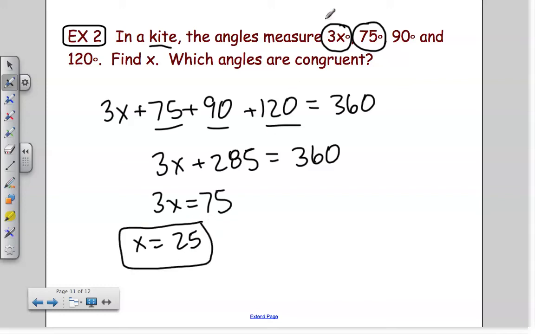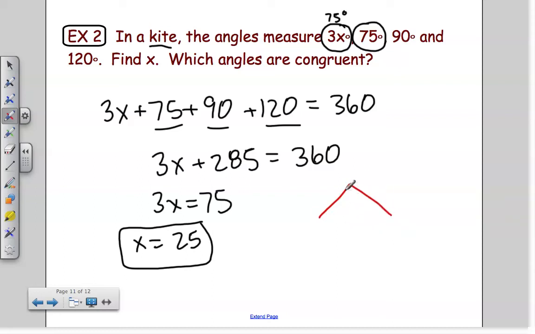So that this angle is also 75 degrees. We have 2 75s, a 90, and a 120. I could actually sketch this kite here. I have a 90 degree angle. I'm going to start with that. Make a right angle. The 75 degree angles would be here and here.